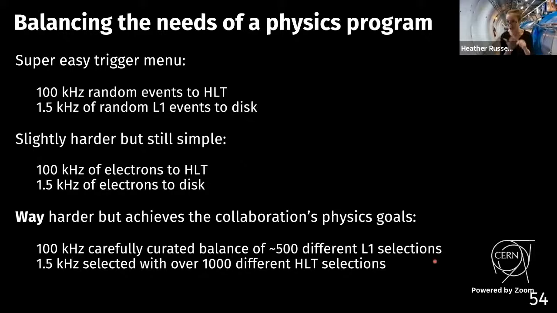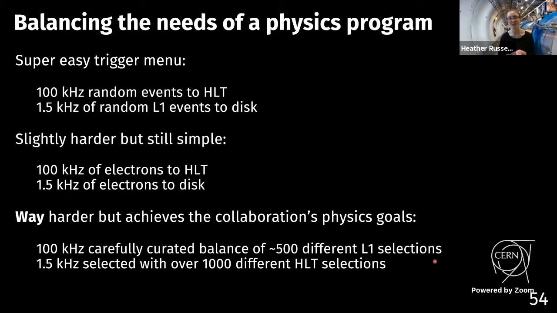So a super easy trigger menu, the very simplest thing we could do, is not bother with any of this complicated stuff I talked about at all. Let's send 100 kilohertz of random events to the high level trigger and save 1.5 kilohertz of random events to disk. It doesn't really help anybody search for much though, because as I pointed out many times, most of the time when particles collide, nothing interesting happens. So we'd have a lot of nothing. We wouldn't be able to find very much. Something slightly harder, but still simple, would be just saying, okay, let's only save electrons. But this would make people who, for instance, have only muons in their signature very sad.